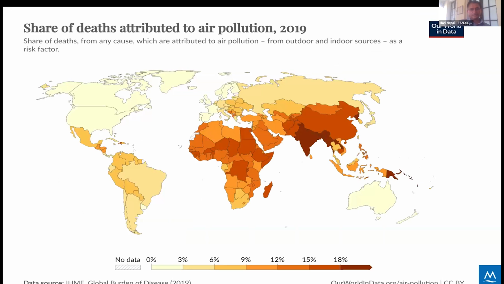Now you look at the distribution of death because of air pollution, and look at the region, how dark it is. That means the severity of the issue is very high in our region compared to even Africa. So we're worse than Africa in terms of death because of air pollution. Okay, so that's why it is very challenging for us.